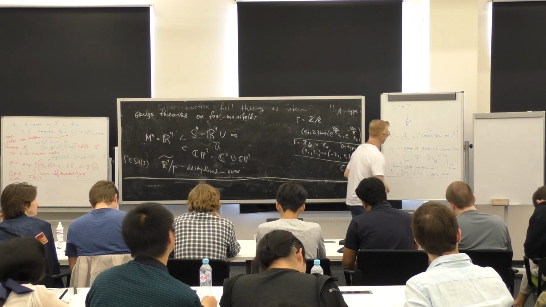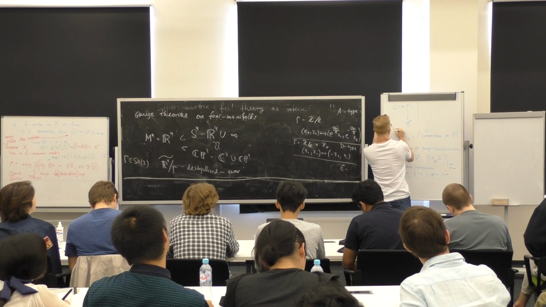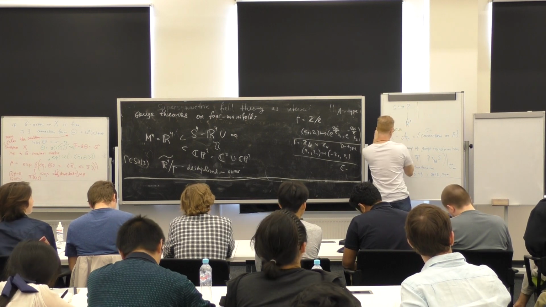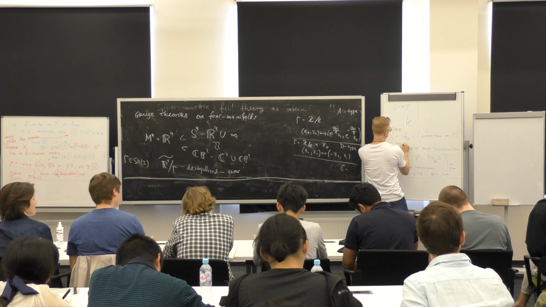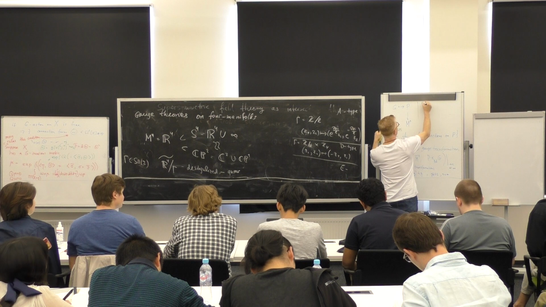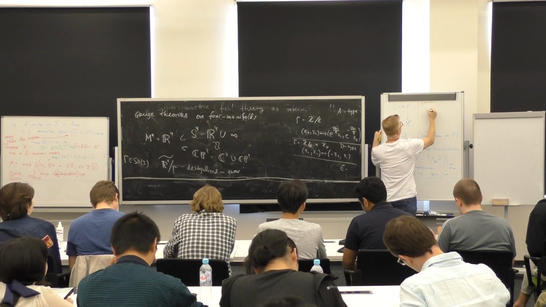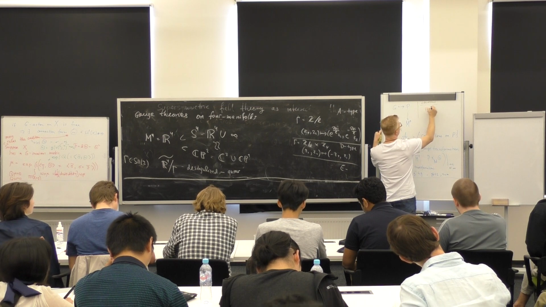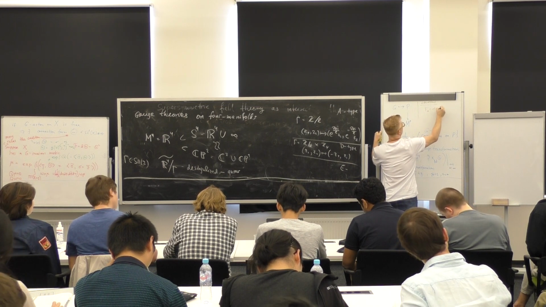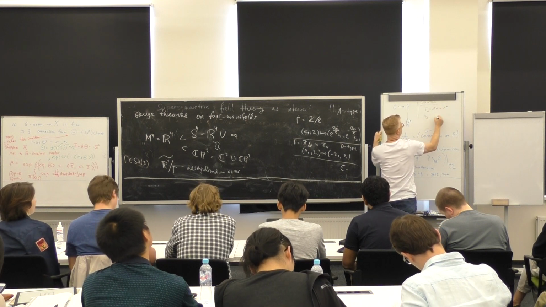Okay, and finally, the equations. So these are my fields. These are my symmetries. And my equations will be simply that the curvature of this connection should be anti-self-dual.